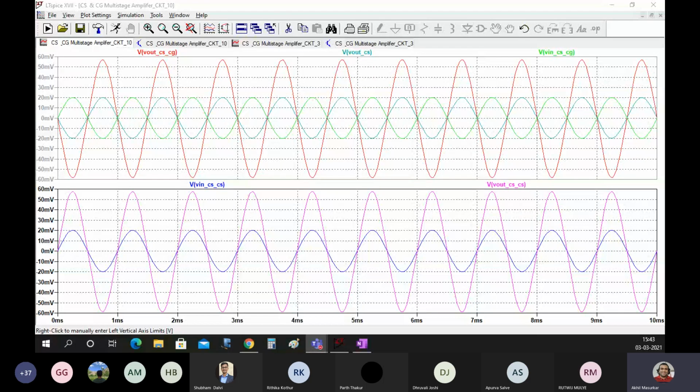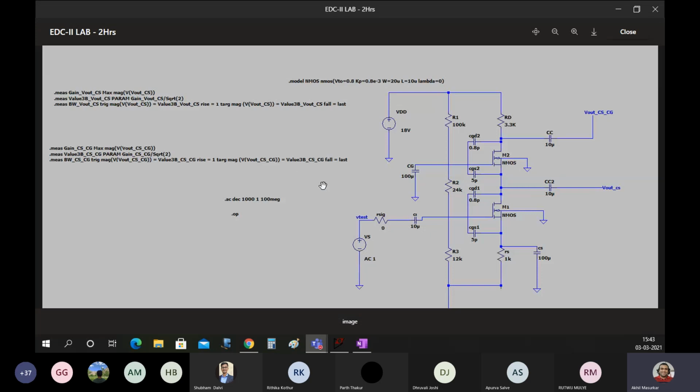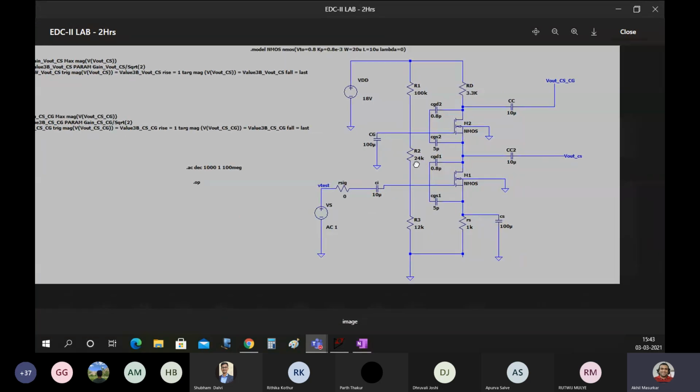Yes, Atul, your circuit looks okay. What is the error that you are getting? Circuit is okay.